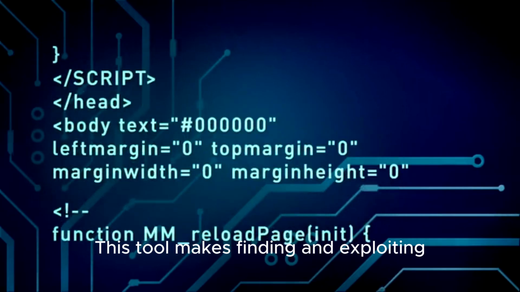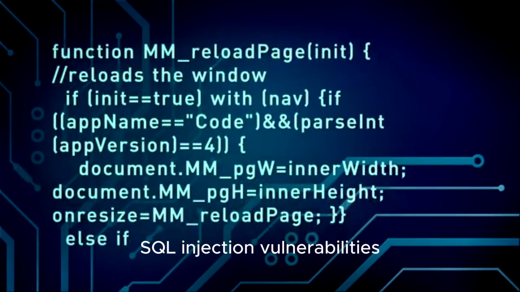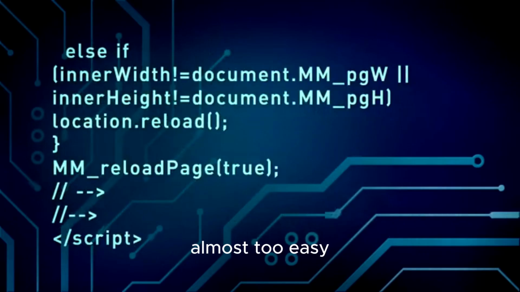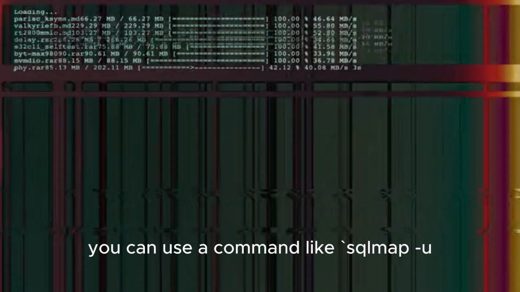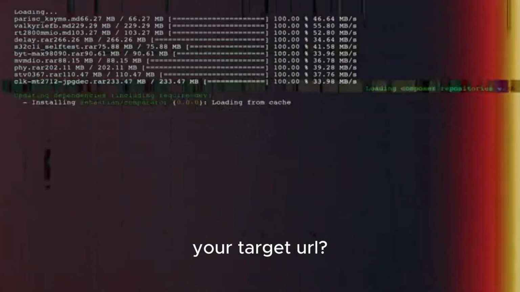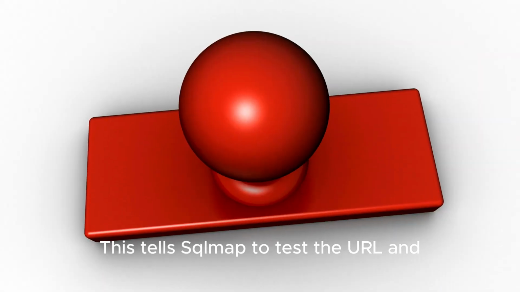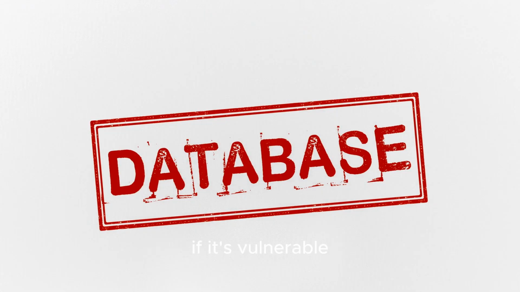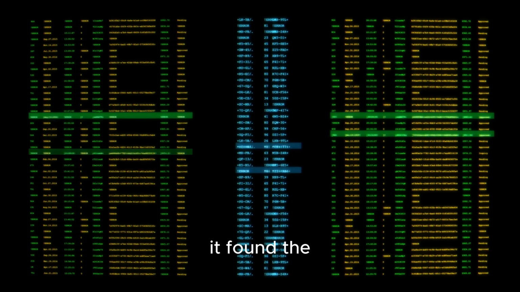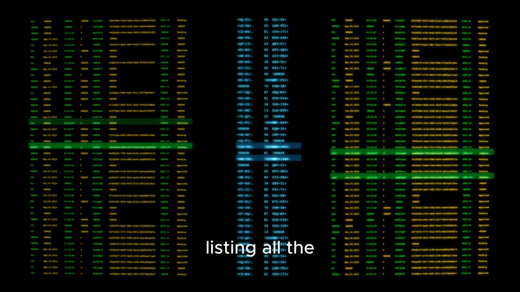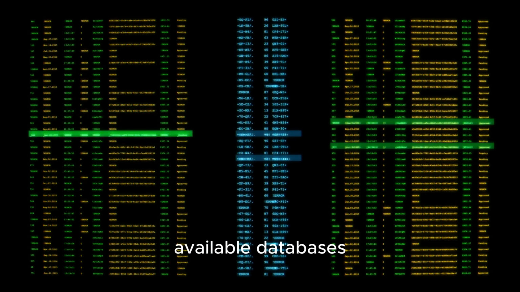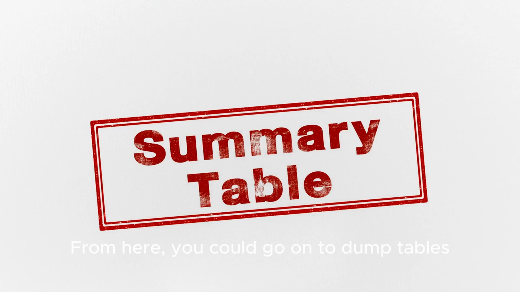Finally, we have sqlmap. This tool makes finding and exploiting SQL injection vulnerabilities almost easy. If you've identified a URL that might be vulnerable, you can use a command like sqlmap -u your_target_URL?id=1 --dbs. This tells sqlmap to test the URL and, if it's vulnerable, try to enumerate the databases on the server. As you can see, it found the vulnerability and is now listing all the available databases. From here, you could go on to dump tables, columns, and even the data itself.